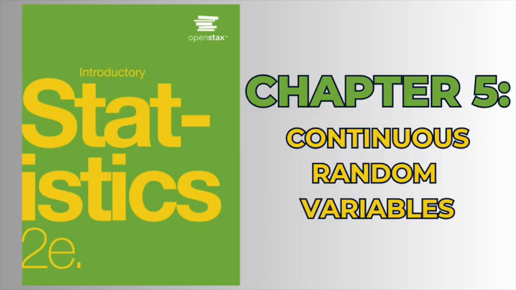Example 5.3. Problem a: Refer to Example 5.2. What is the probability that a randomly chosen 8-week-old baby smiles between 2 and 18 seconds? Solution: P(2 < x < 18) equals base times height.